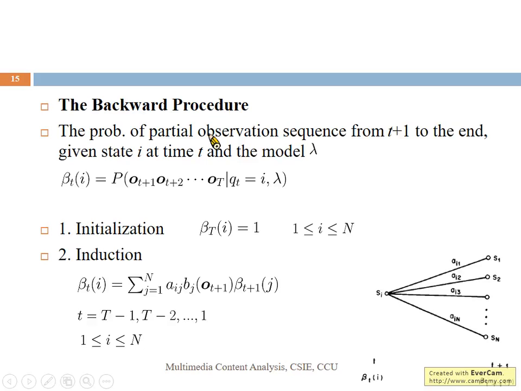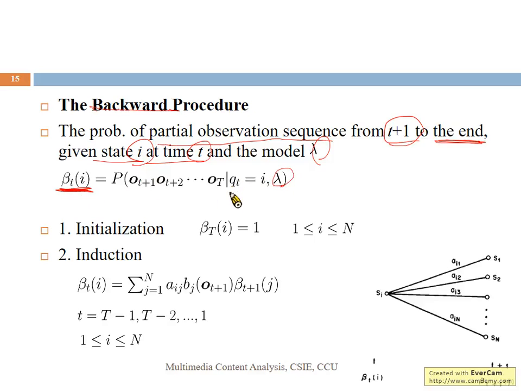Before we go to the solution of the second problem, we also define another procedure called the backward procedure. In this procedure, we define the probability of the partial observation sequence from t plus 1 to the end. So this is another direction to calculate the probability. So beta t i is defined like this.